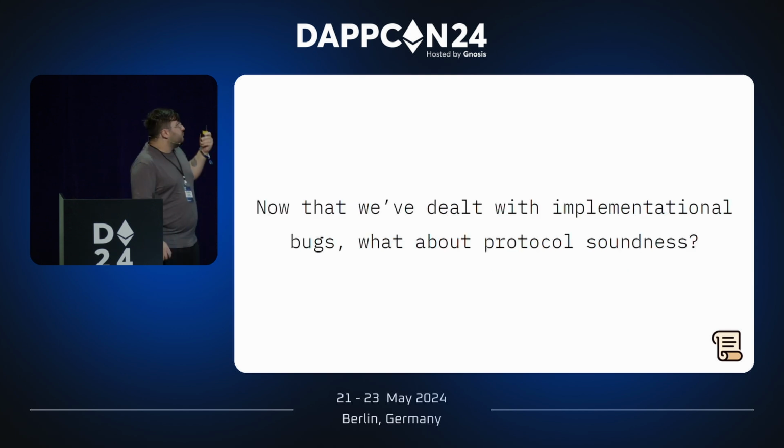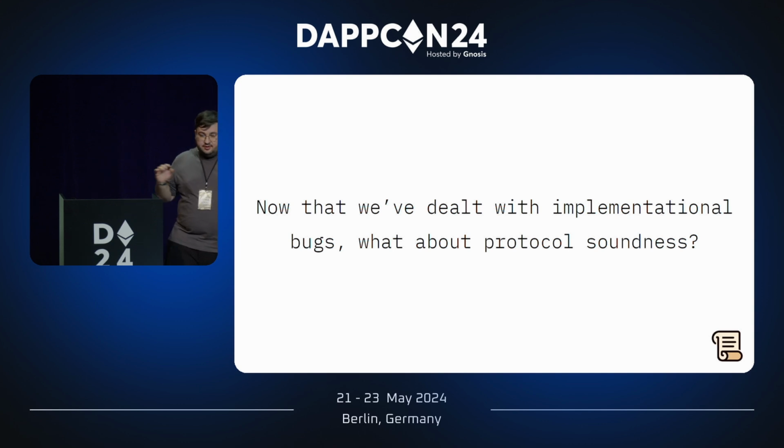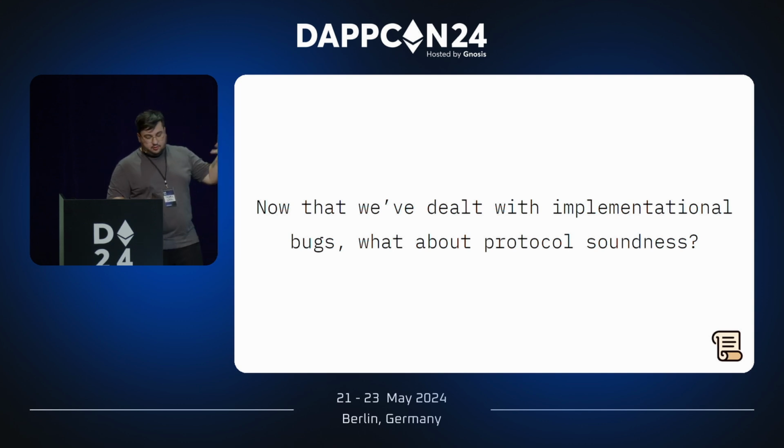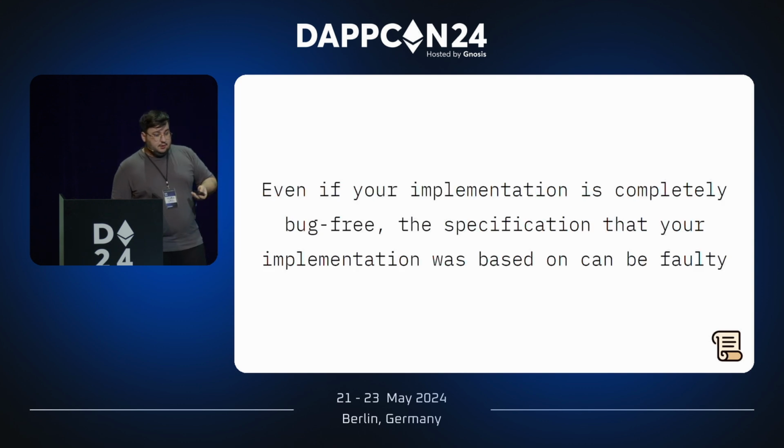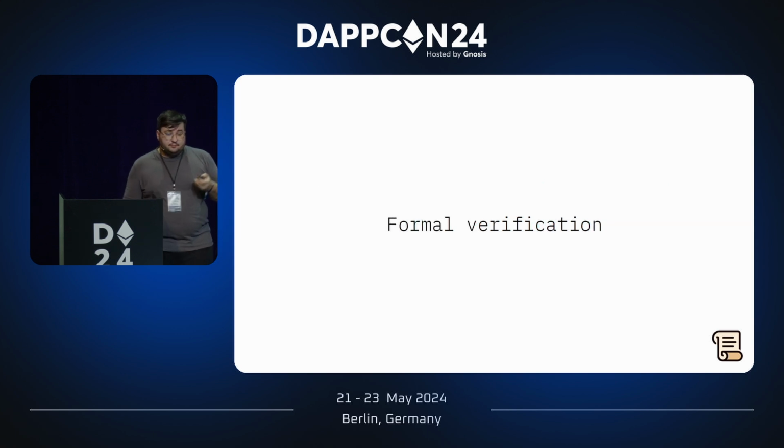And we basically talk about implementational bugs, but that doesn't really touch on the specification side failures. So for example, you have the protocol specification, and it has an invalid statement in it that might result in funds being stolen. This doesn't protect against that. So what do we do there? As I said, even if your implementation is completely bug-free, the specification can have some faulty statement in it. And that's where formal verification comes in.